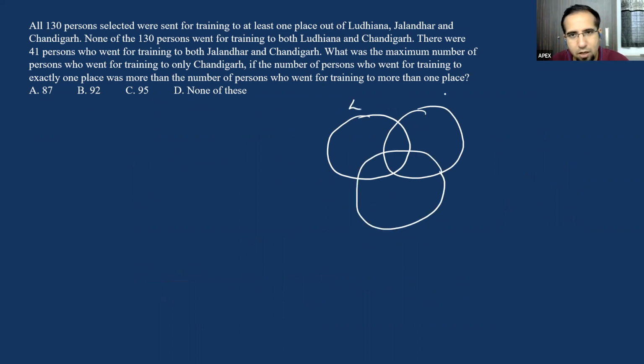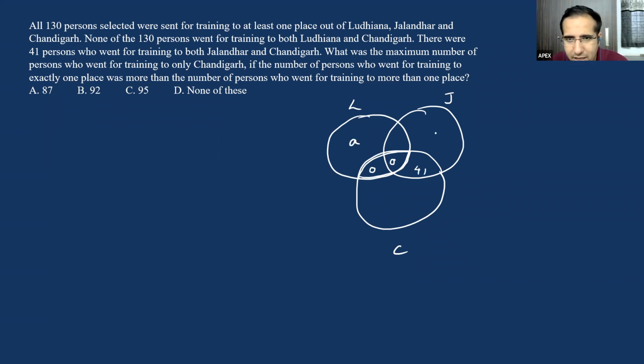I have Ludhiana, I have Jalandhar, and I have Chandigarh. 31 persons went for training to both Ludhiana and Chandigarh. When I said Ludhiana and Chandigarh both, you need to understand this is also 0 and this is also 0, because this complete part represents Ludhiana and Chandigarh. So beautiful part, 2 values become 0. There were 41 persons who went to both Jalandhar and Chandigarh. So if this is 0, this will be 41.